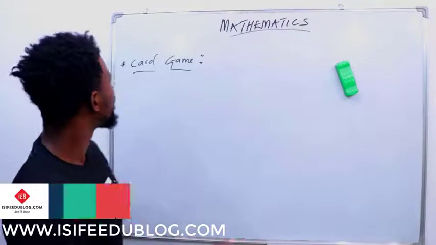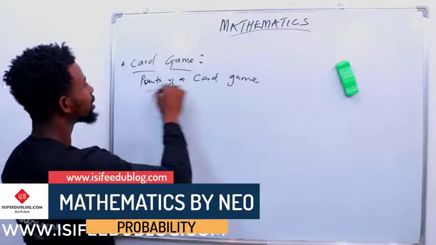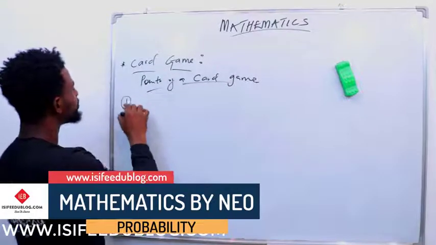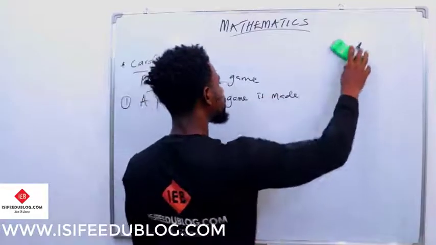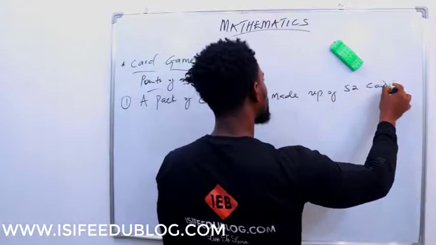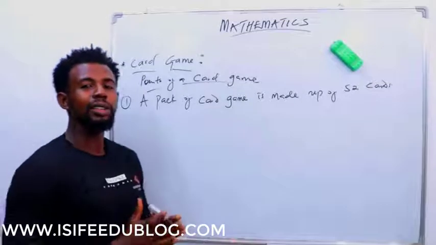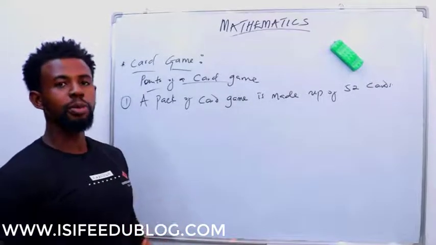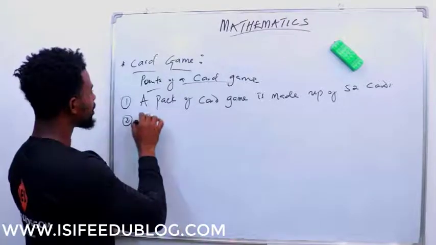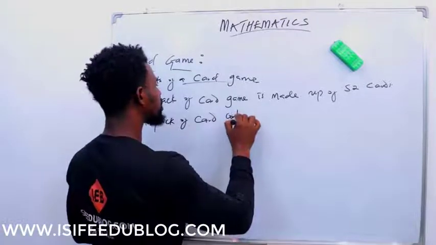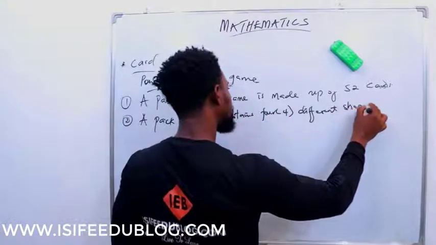A card game is made up of 52 cards. Now let's call them the key points. Number 1, a pack of cards is made up of 52 cards. Okay? And these cards are made up of 4 different shapes. So a pack of cards contains 4 different shapes.